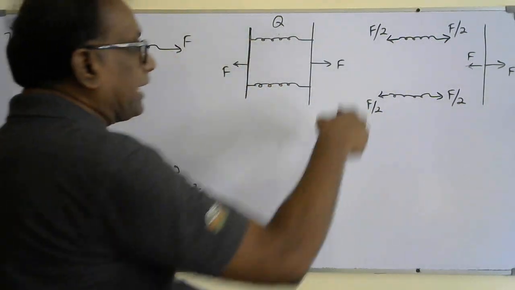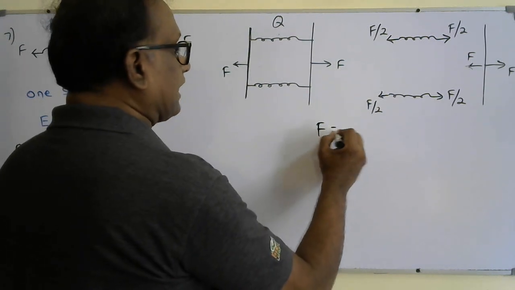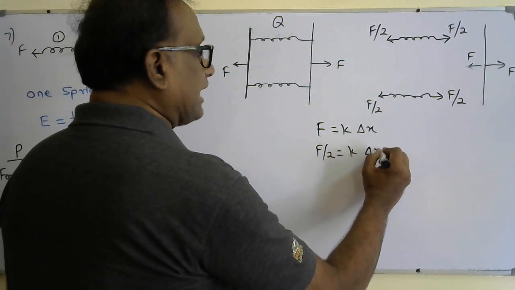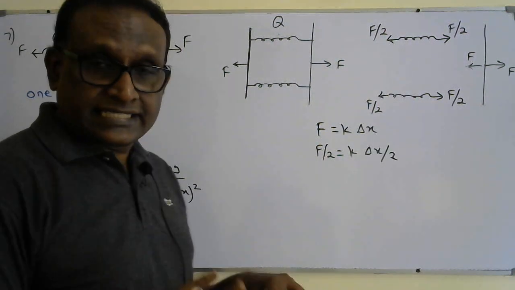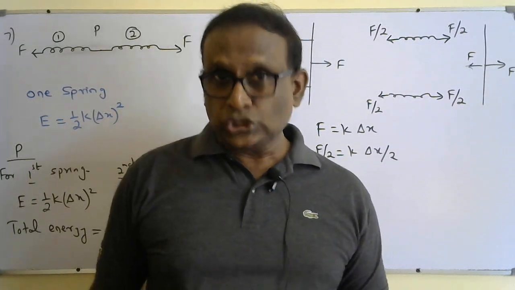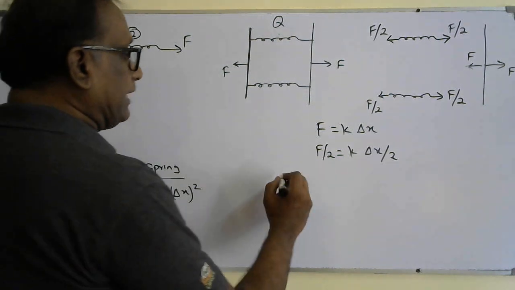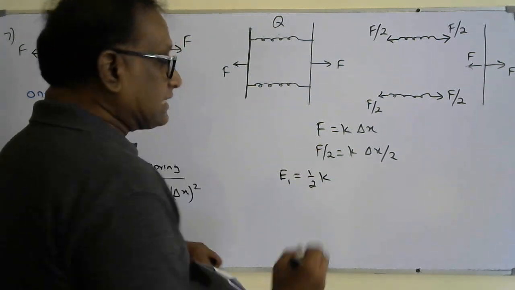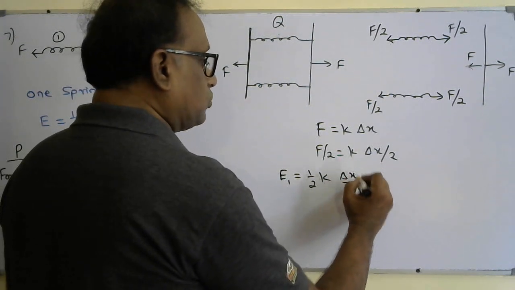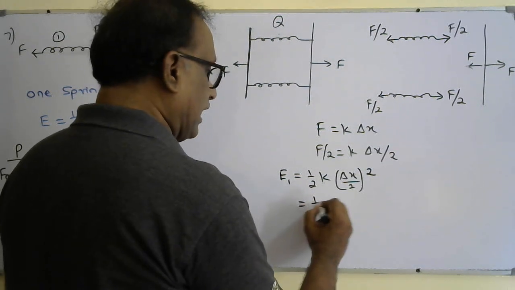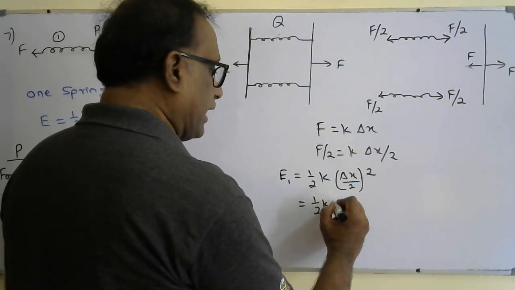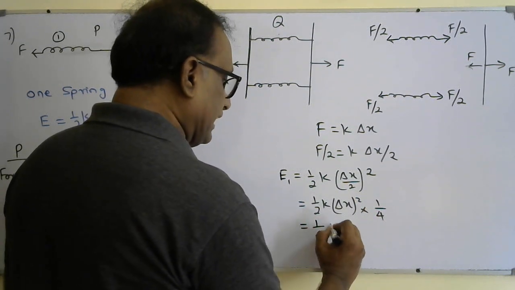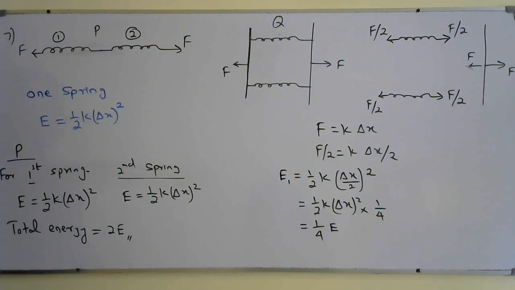So the tension F by 2 means, according to Hooke's law, F equals K delta X, F by 2 is equal to K into delta X by 2. Each spring has the same extension, which is delta X by 2. So the energy stored in one spring will be E1, half K, the extension will be delta X by 2, all squared. So it's going to be half K delta X squared into 1 over 4. That is 1/4 of E, because E is half K delta X squared.